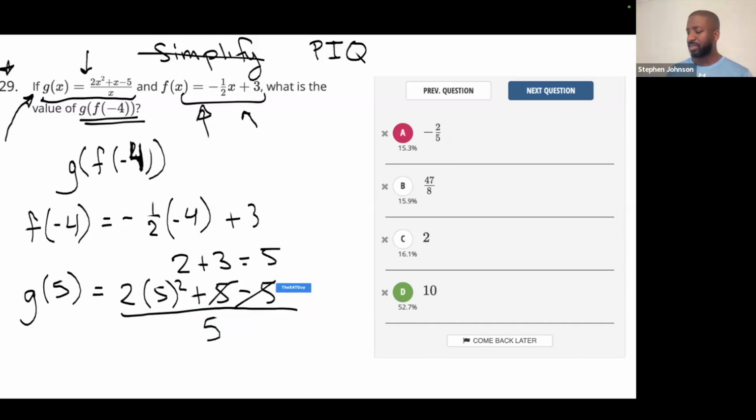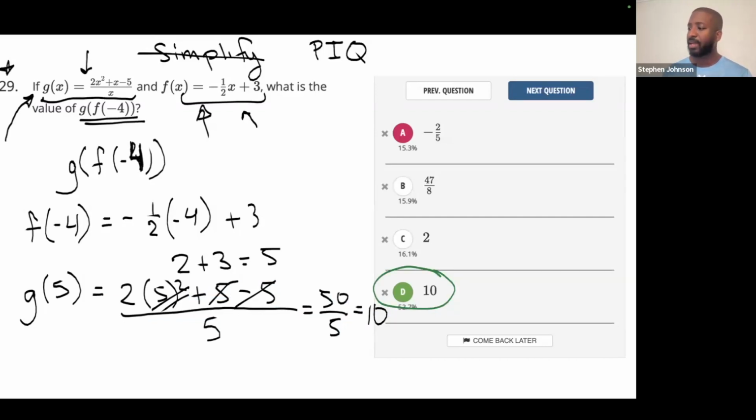5 minus 5 is gone, so I'm going to just get rid of that immediately. 5 squared is 25. 25 times 2 is 50. This equals 50 over 5. And 50 divided by 5 is equal to 10. And that is the reason why choice D is the correct answer. So that's our reasoning behind that.